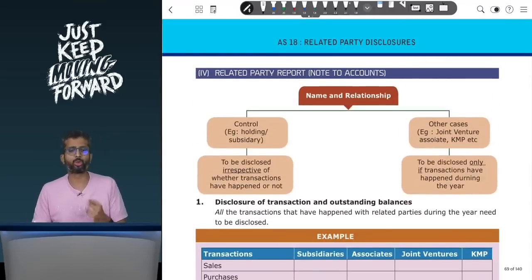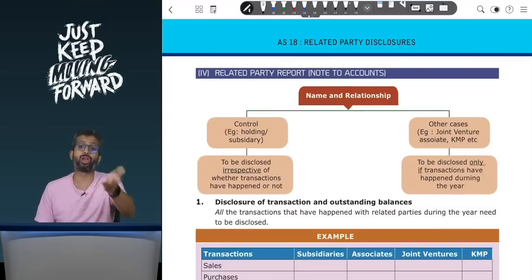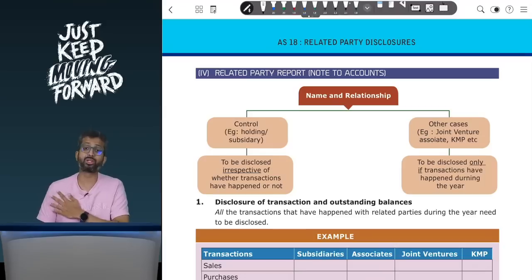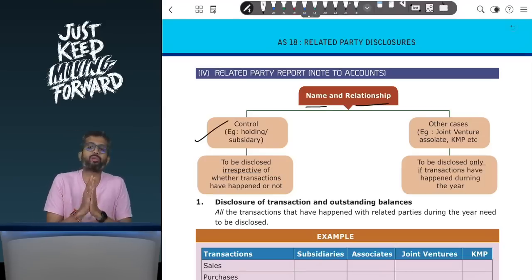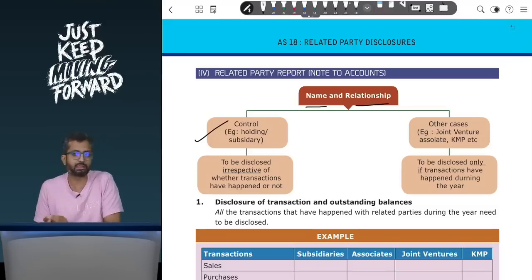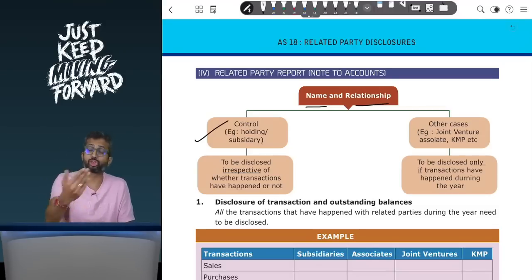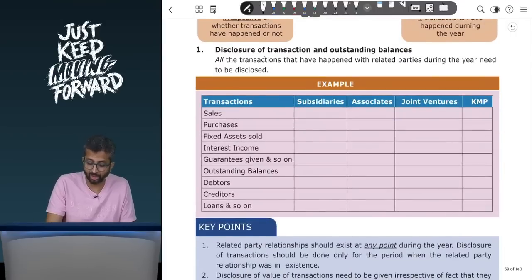Now the second part over here is the related party report. I've never seen a sum in your exam where you are asked to prepare the report. So preparation of a report is not important, but the constituents, what is there in the report? Well, name and nature of relationships. Usually, if there is control, you will always give the name and nature of relationship. Other than control, you will give a name and nature of relationship only if there have been transactions during the year.